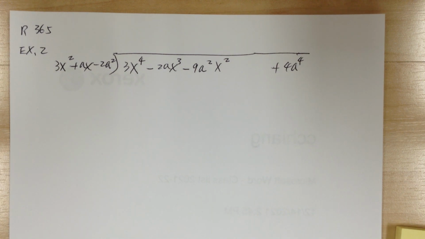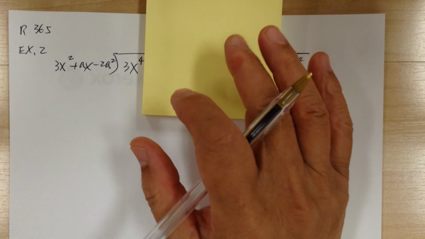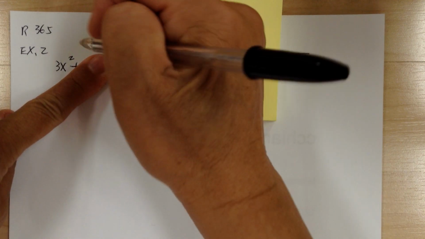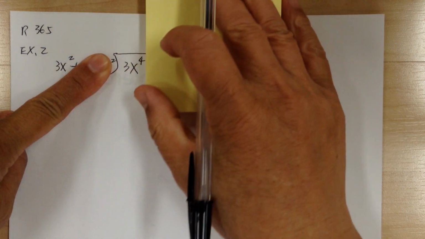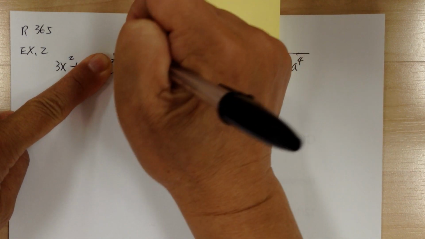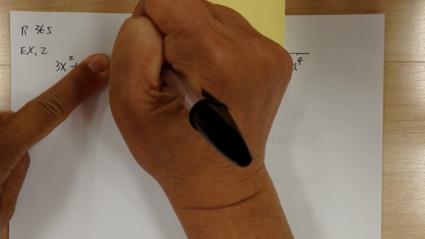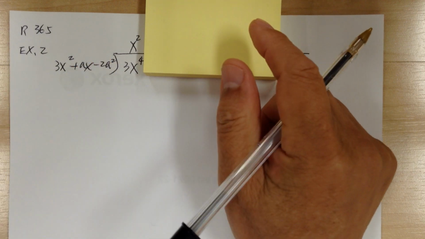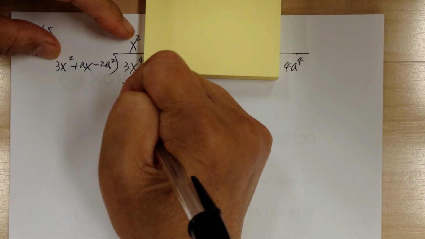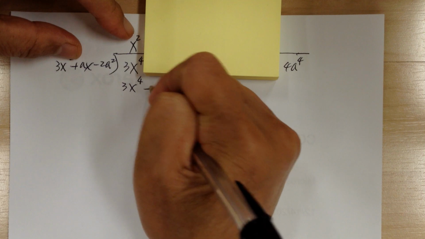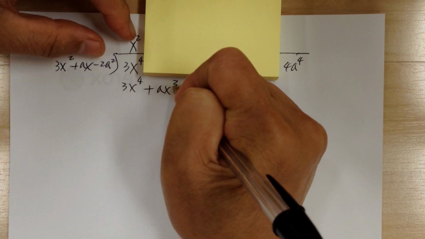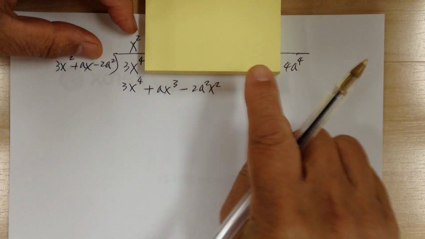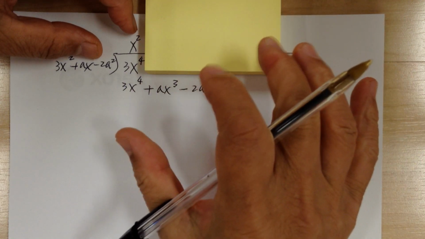Okay, so now when you're doing a division, again, just look at the very first term. Don't worry about the other one over here. So ask yourself, 3x squared times what will give you 3x to the 4? The answer is x squared. Okay? So again, 3x squared times x squared gives you 3x to the 4. So you just go and multiply. So this will be 3x to the 4 plus ax to the 3 minus 2a squared x squared. Okay. Again, I cover things up so that you don't get distracted.